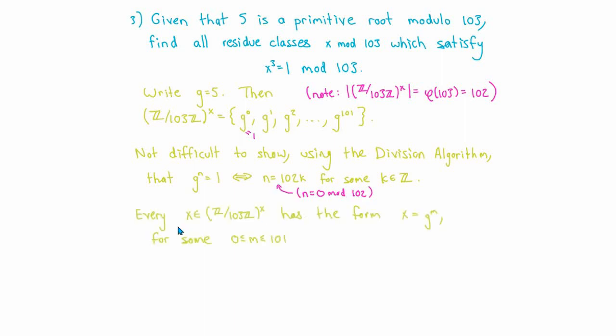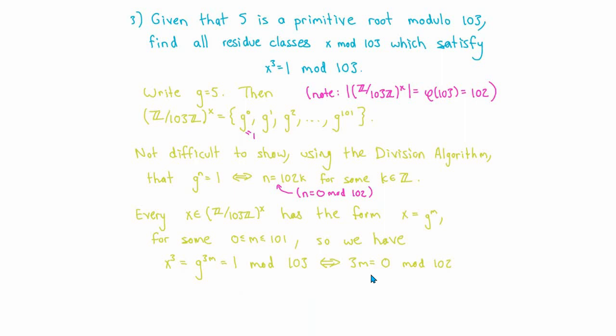Now, since every element of (Z/103Z)* can be written in the form g to the m, for some m going from 0 up to 101, let's think about what happens when we take an element of this form and then cube it. When we take g to the m and then cube it, we get g to the 3m. And by the comment that we made above, that's going to be equal to 1 modulo 103 if and only if the exponent 3m is equal to 0 modulo 102.